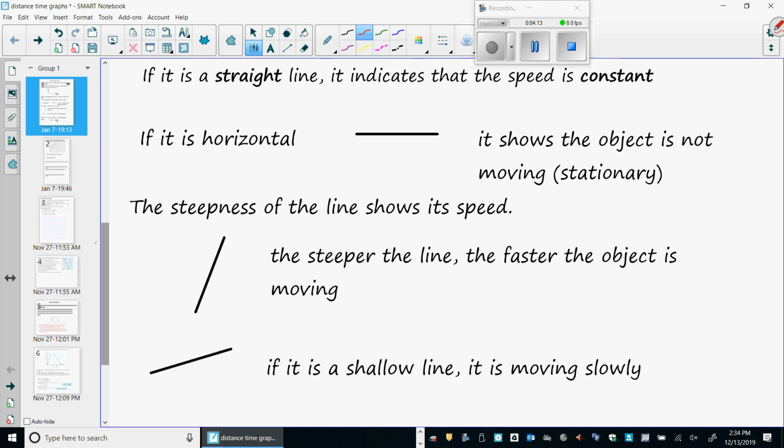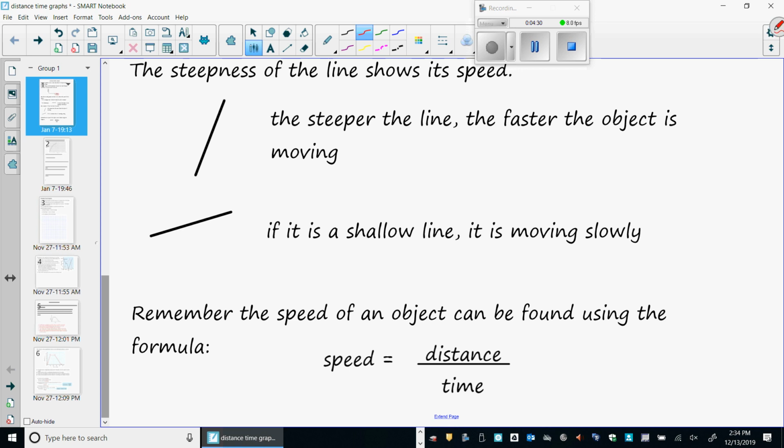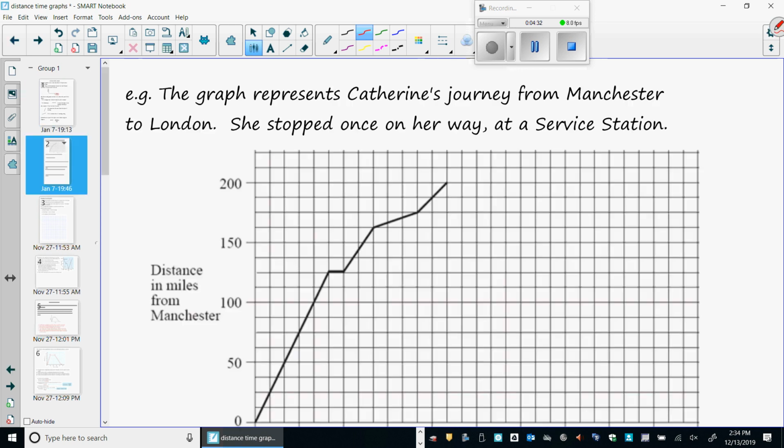It's okay. Alright, so the steeper the line, the faster it's moving, the more shallow, more slowly. Okay, so just a reminder that speed is distance over time.